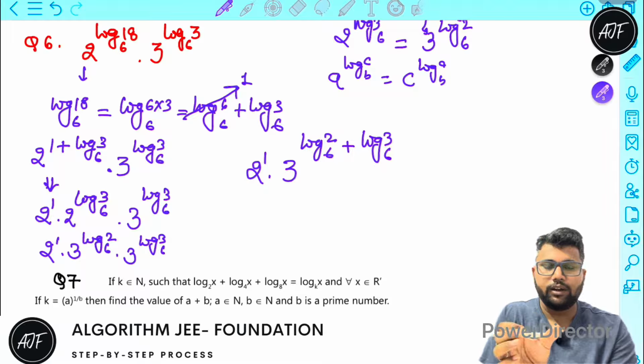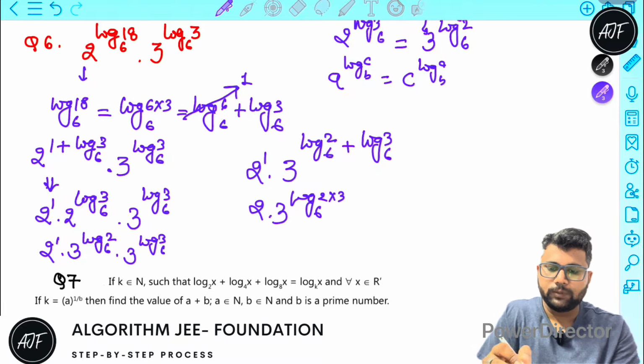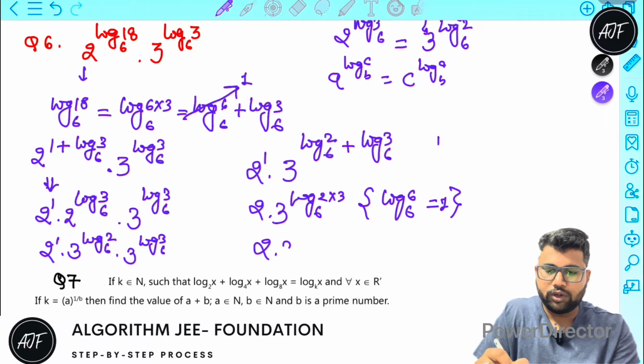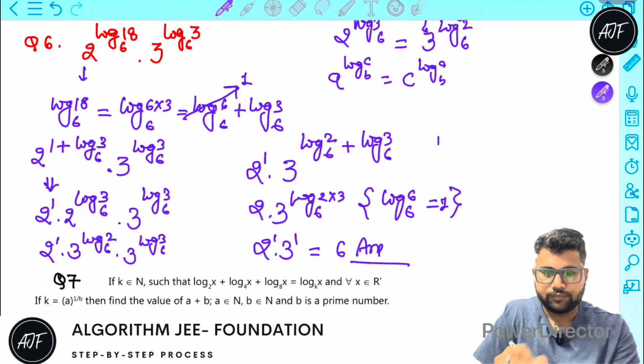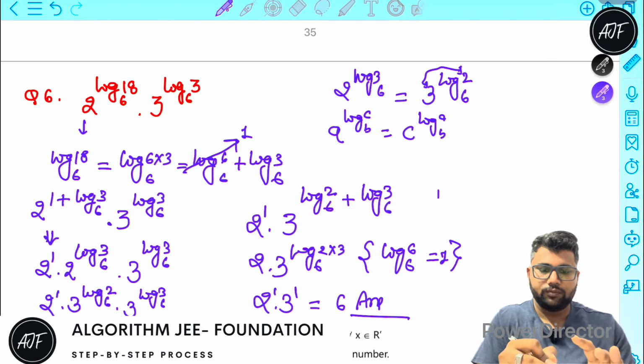Now convert the multiplication into addition form. So 2 into 3 power log 2 into 3 base 6, and log 6 base 6 is equal to 1. So now it is 2 into 3 power 1, meaning the answer is 6. So this one is also a very important property, sometimes used.